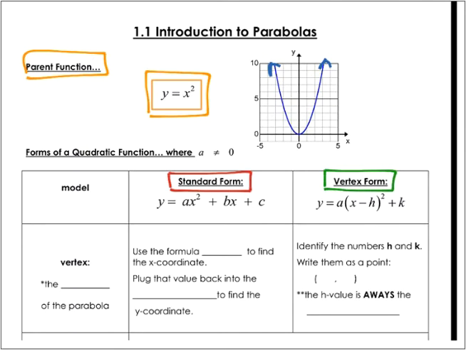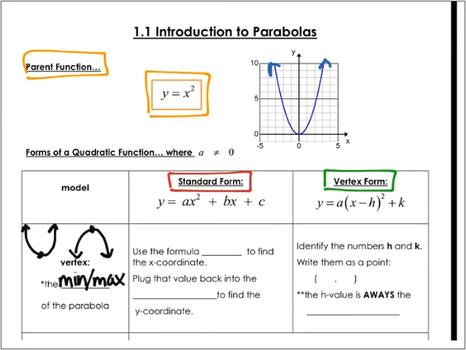Vertex, let's talk about what a vertex is first. Vertex is what we call the min or the max of the parabola. What that means is if the parabola is opening up, the vertex is the minimum point, it's the lowest point. If the parabola is opening down, the vertex is the highest point, it's the maximum point of the parabola.